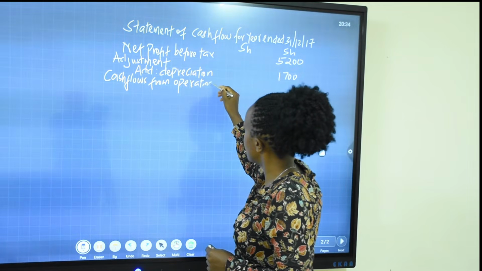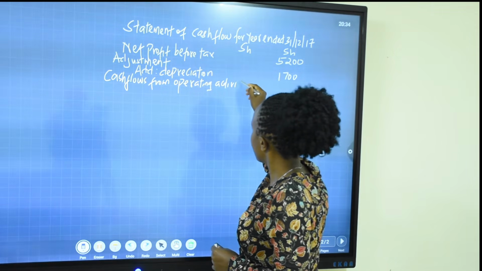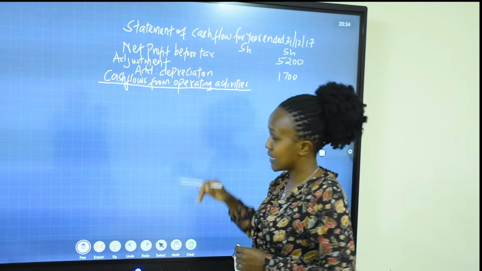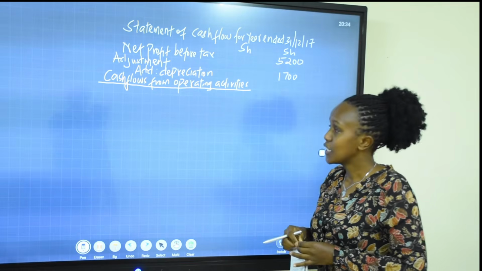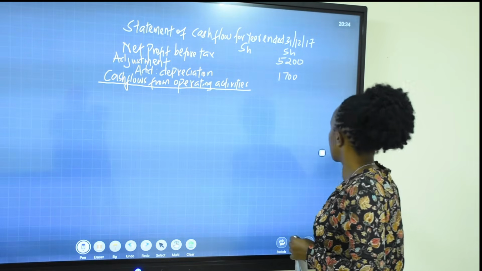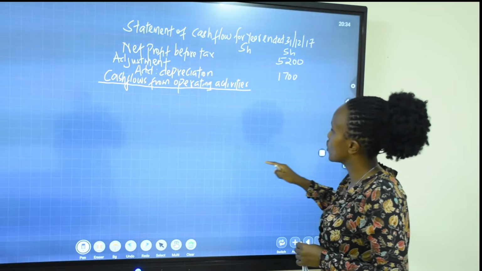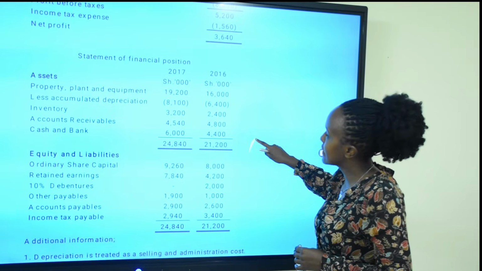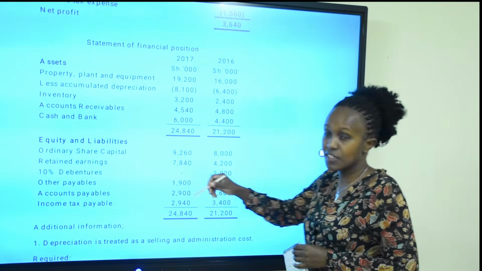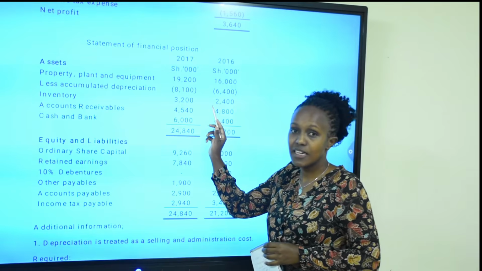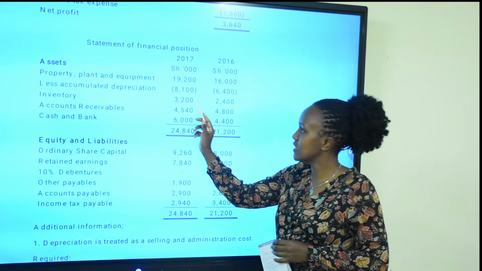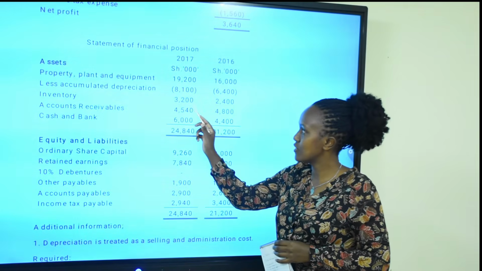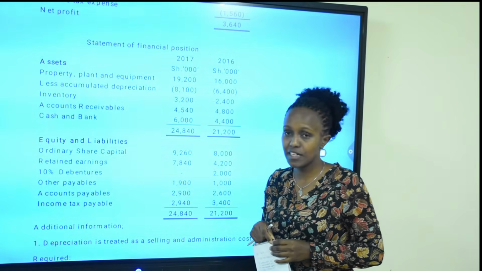Cash flows from operating activities. We said that operating activities affect the current assets and the current liabilities. Specifically, we have seen that in our question there are current assets. Let's start with the current assets. There is inventory, and inventory is increasing. The increase in inventory is from 2,400 to 3,200, an increase of 800.